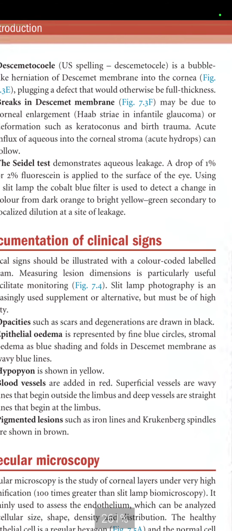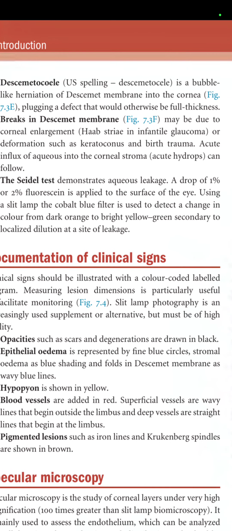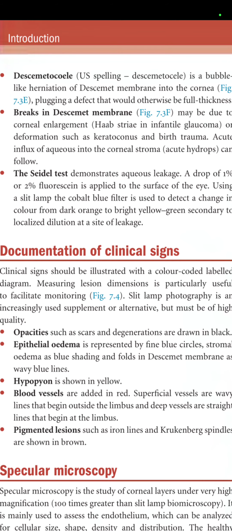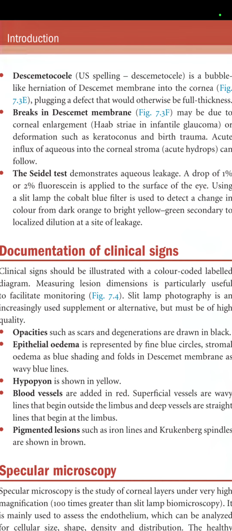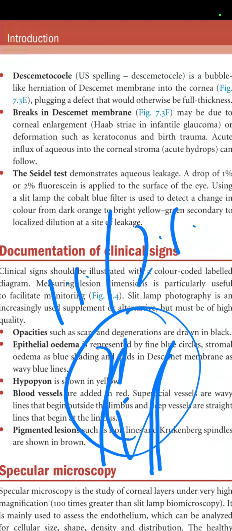Then there is the Seidel test. The Seidel test demonstrates aqueous leakage. A drop of 1% or 2% fluorescein is applied on the surface of the eye. Using a slit lamp, the cobalt blue filter is used to detect the change in color from dark orange to bright yellow green, secondary to localized dilution at the site of leakage. So in the Seidel test, you put a drop of 1% or 2% fluorescein, and you see the dye. If the dye disappears because the aqueous humor is leaking and washing away the dye, then the Seidel test is positive.